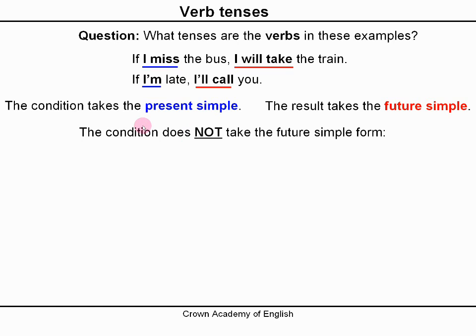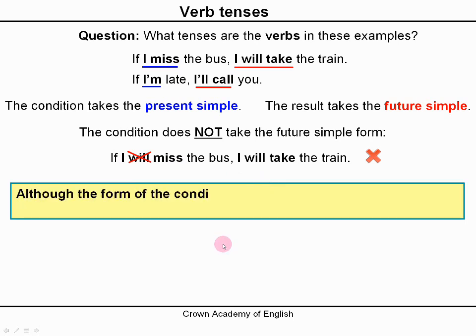Be careful. The condition, so this part, does not take the future simple form. This is a very common mistake by English learners. So, for example, this is wrong: If I will miss the bus, I will take the train. This is wrong because this is the future simple. So that is wrong. Now it is correct.